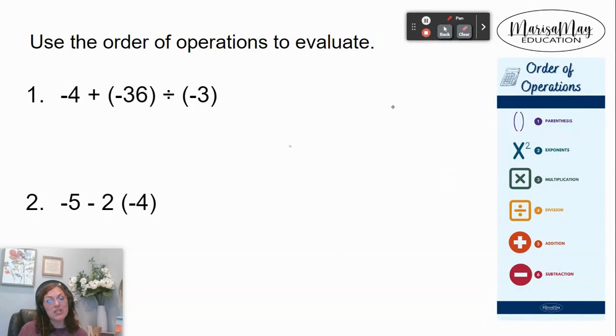In this video, we'll use the order of operations to evaluate the numerical expressions we have here. On the right, I have listed the order of operations: parentheses, then exponents. We multiply or divide, then we add or subtract.